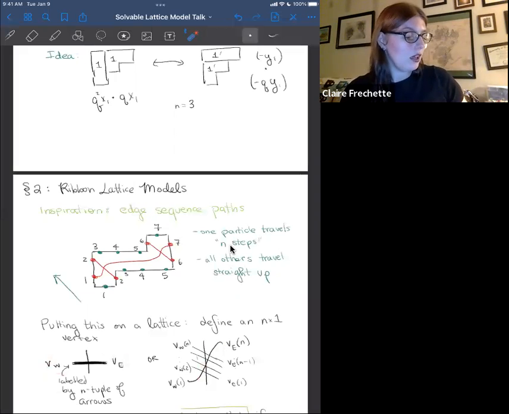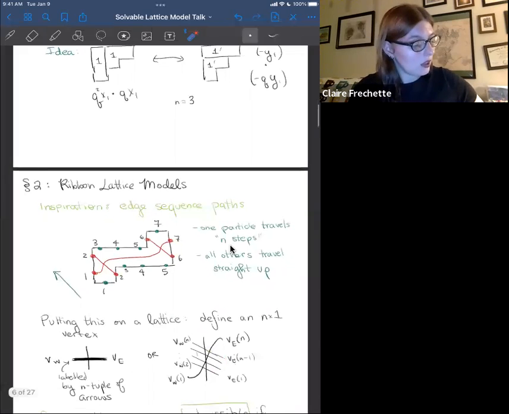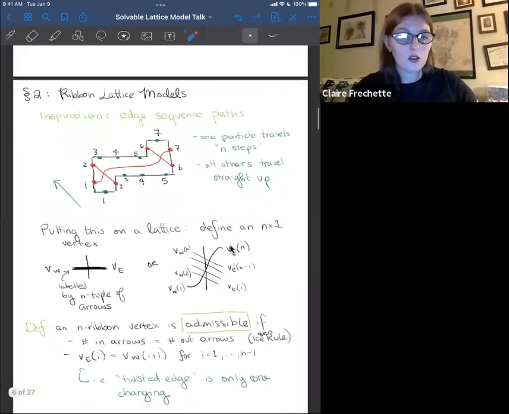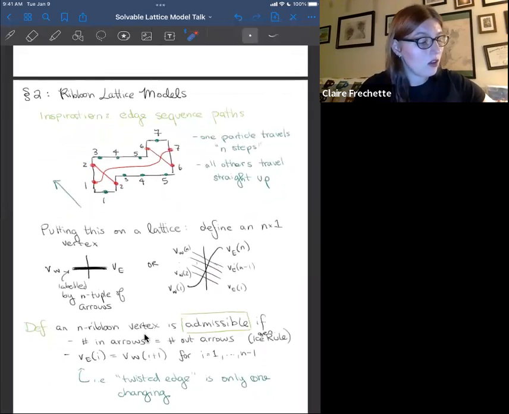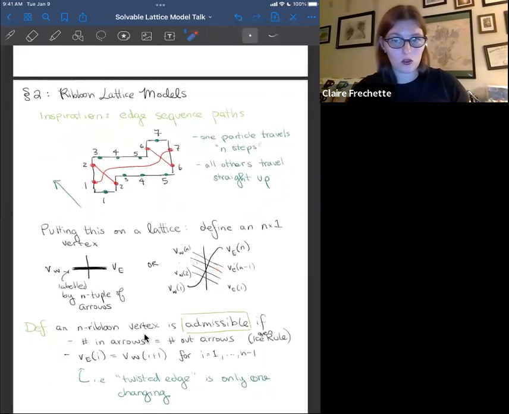We picked a slightly different version where we look at our horizontal edges. They in fact come in 2 types. One is this twisted edge, and the rest of them we're going to call straight horizontal edges. And so the condition we need to make sure that a particle travels through n steps is that we need to make sure that particles traveling along these straight horizontal edges don't change direction. They can't exit.